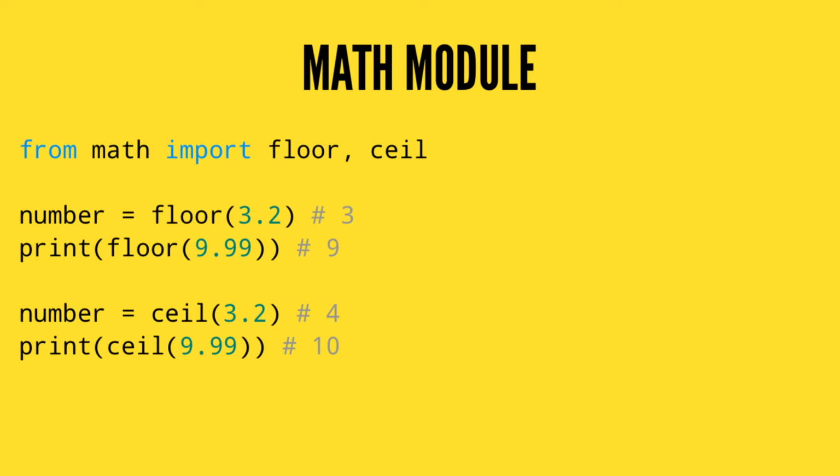Then we had ceil. Again, we had the variable number equals ceil 3.2. And again, usually in maths we'd think we'd round that down. But when you're using the ceil function, it would just round it up regardless. So 3.2 went to 4 and 9.99 went to 10.